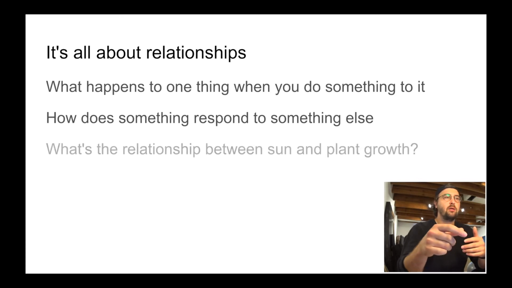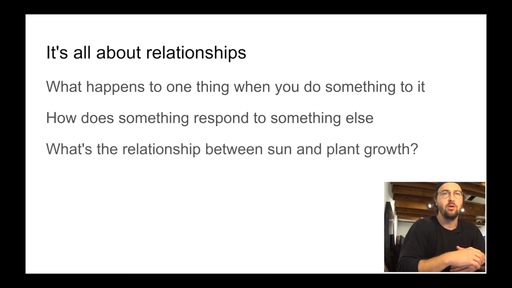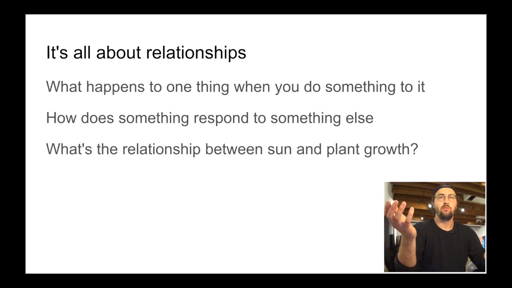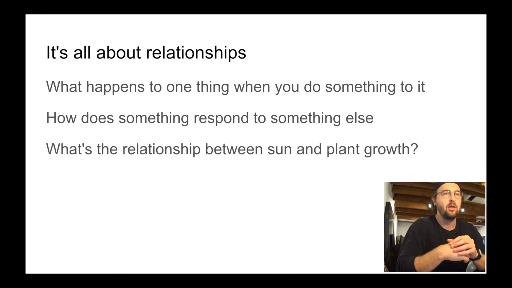So here's an example that you've probably heard a lot before: what's the relationship between the sun and plants, or the amount of sun and plant growth? All right, remember, it's a relationship. On one hand we have the sun, on the other hand we have a plant, and we're trying to see, if we have more sun, what happens to that plant? Does it grow more? Does it grow less? Does it die? We're really looking at a relationship.